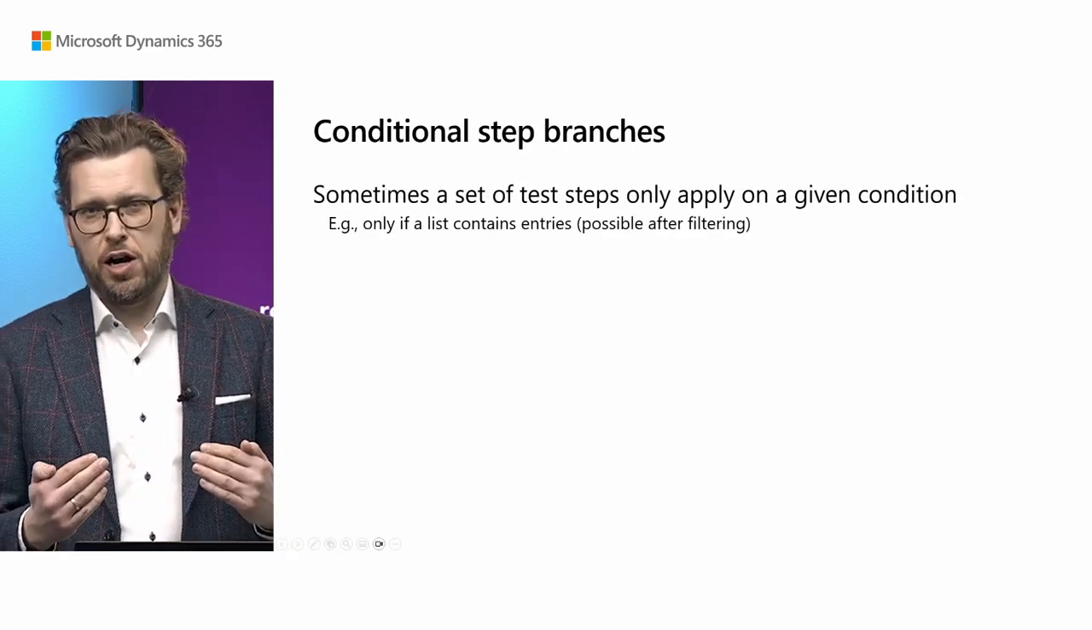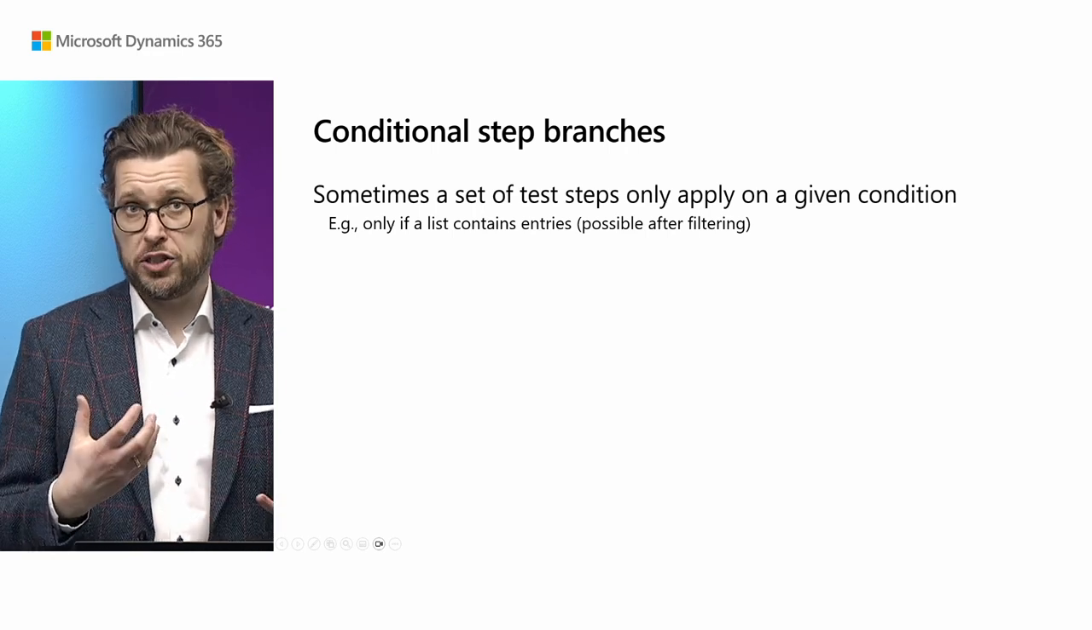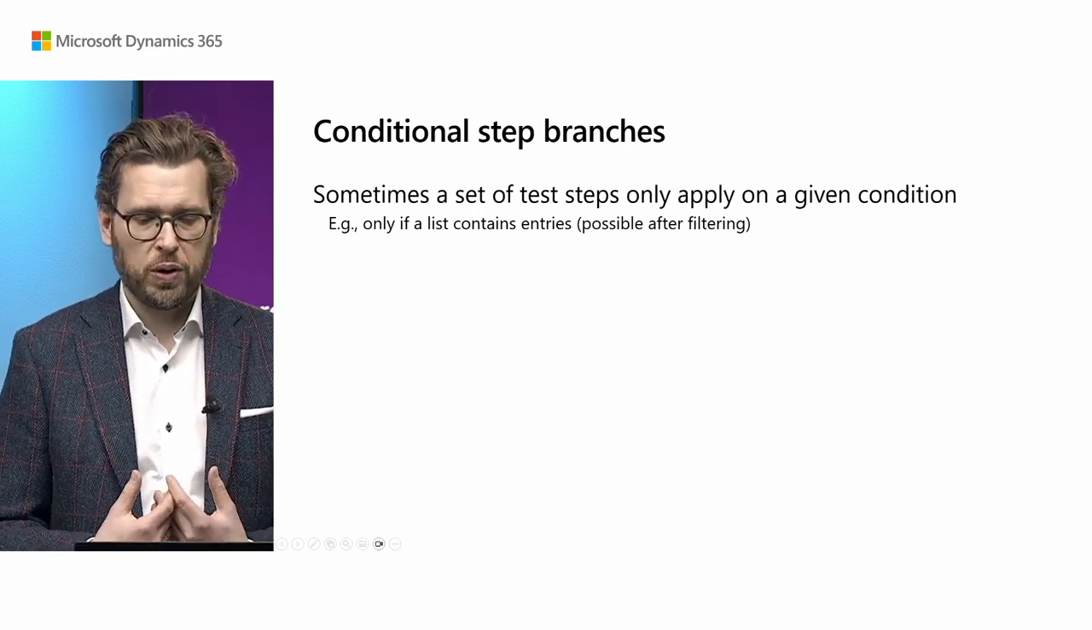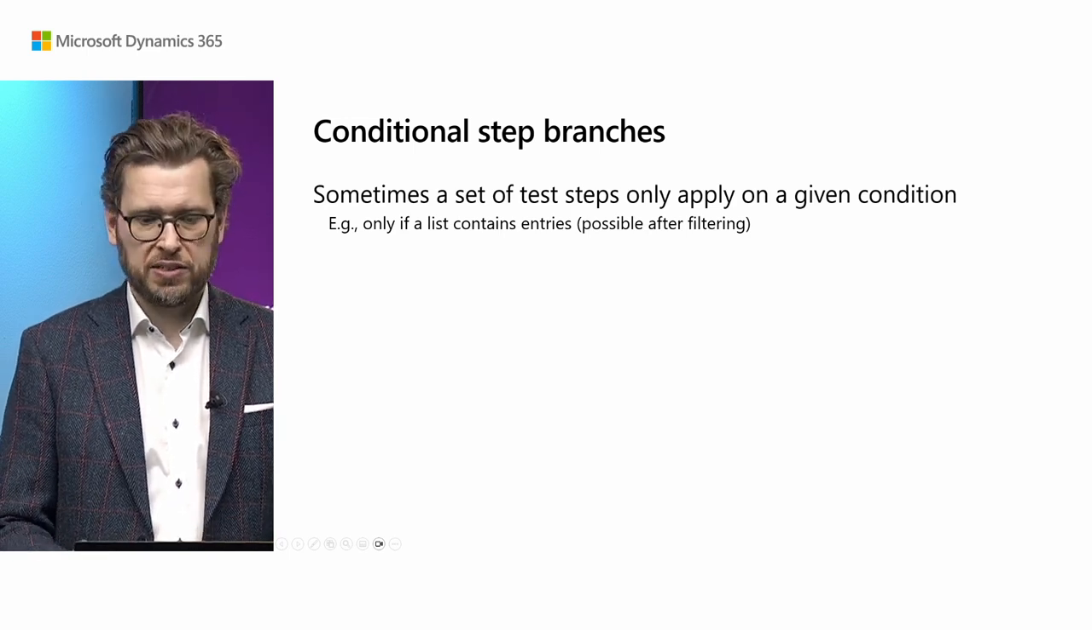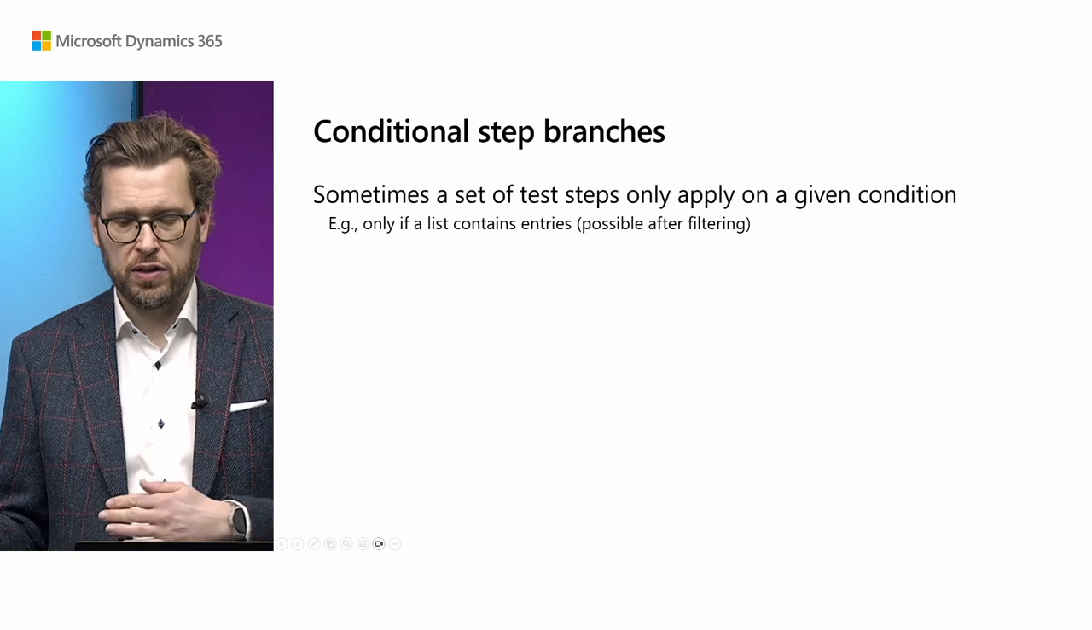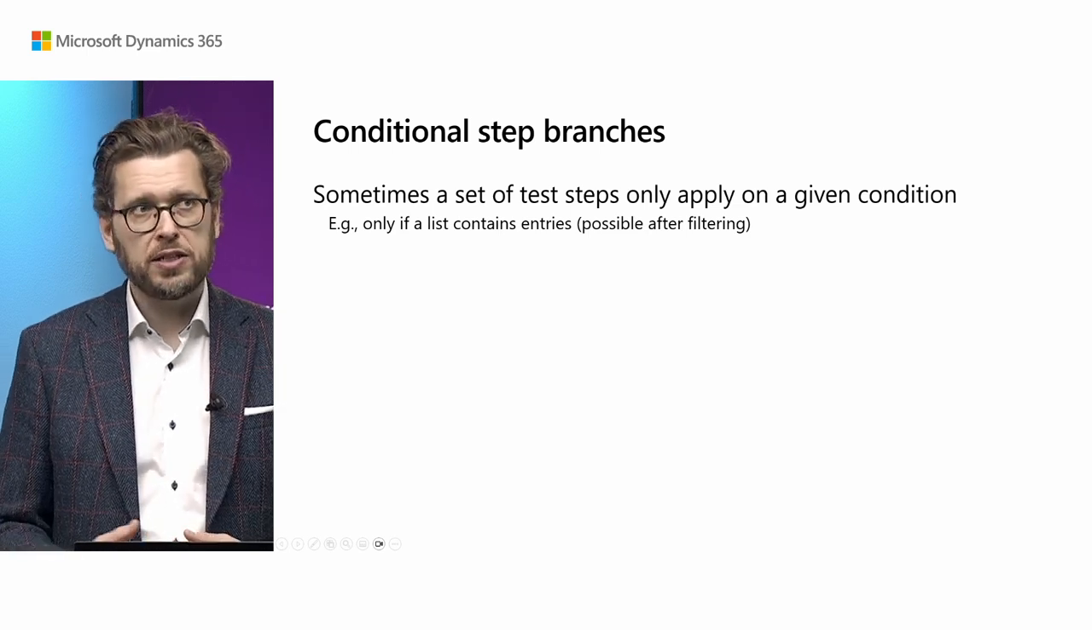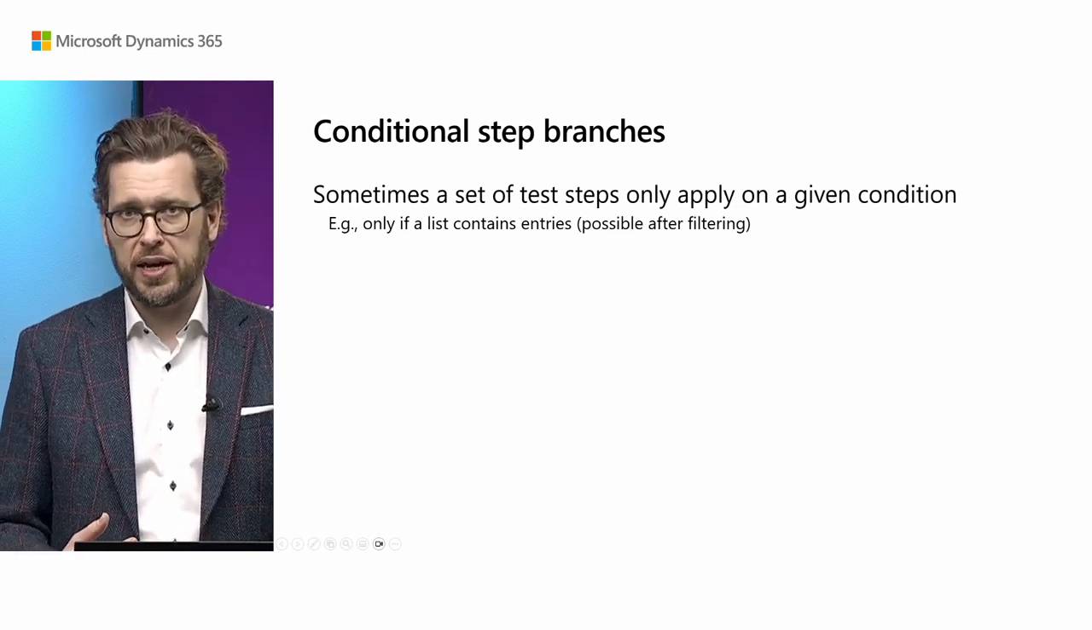Then we have a number of step branches. The first one is what we call conditional step branches. Sometimes a set of steps only applies on a given condition, right? Imagine that you open a list page. Maybe if the list page is empty, you want to do something different than if it has content. If it's empty, maybe you want to create a line, whereas if it has something, maybe you just want to select a line and check something, right?